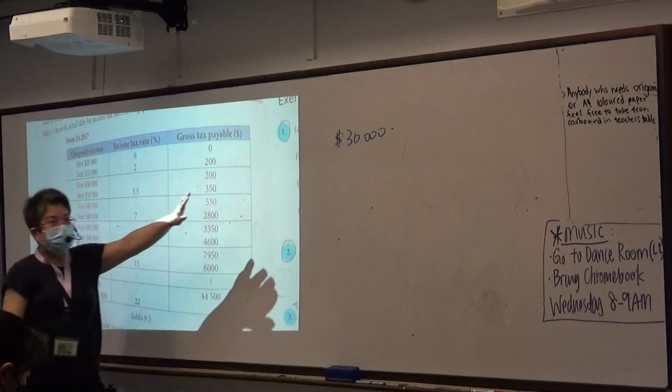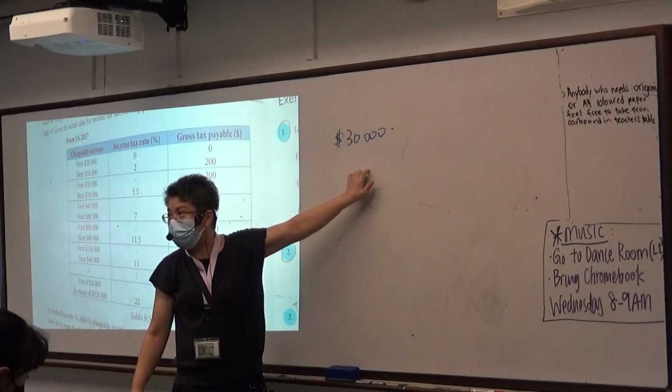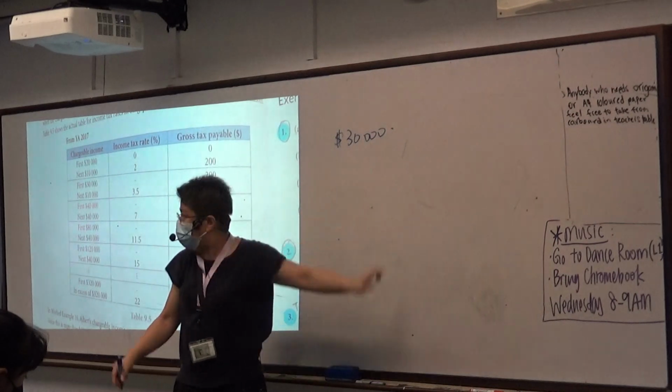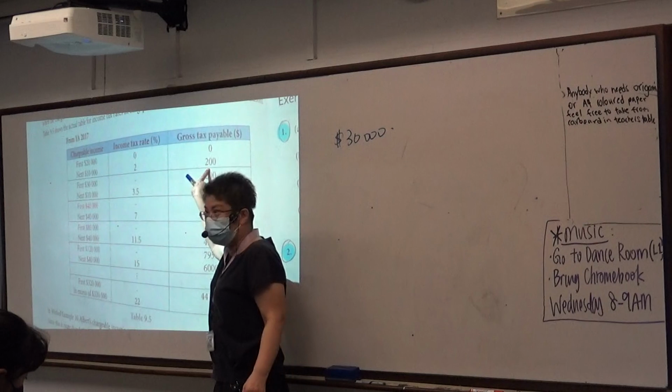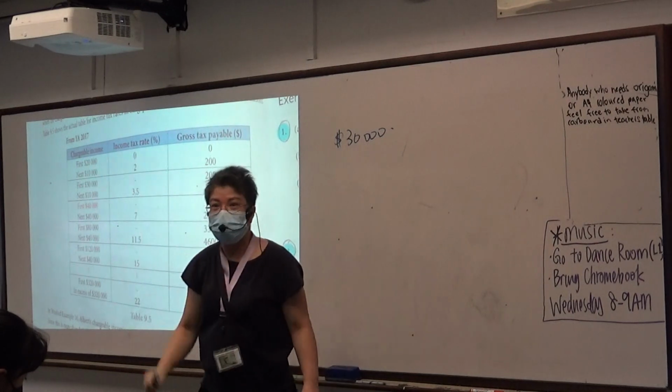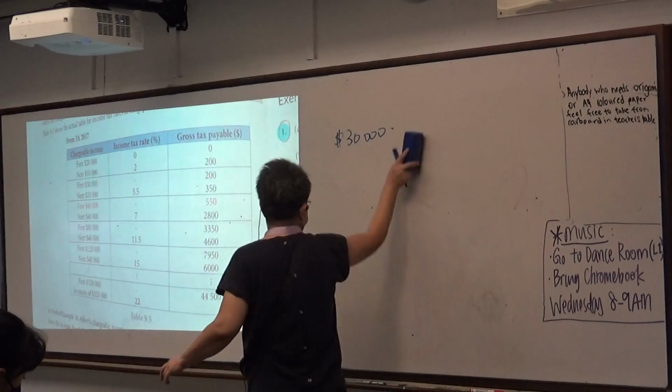Now, if 20,000 is being taxed, how many thousand left? 10,000, right? Correct. The next 10,000, you will pay 2% and that will be $200. So you only pay $200. Do you understand? Okay, this is where it is exactly.